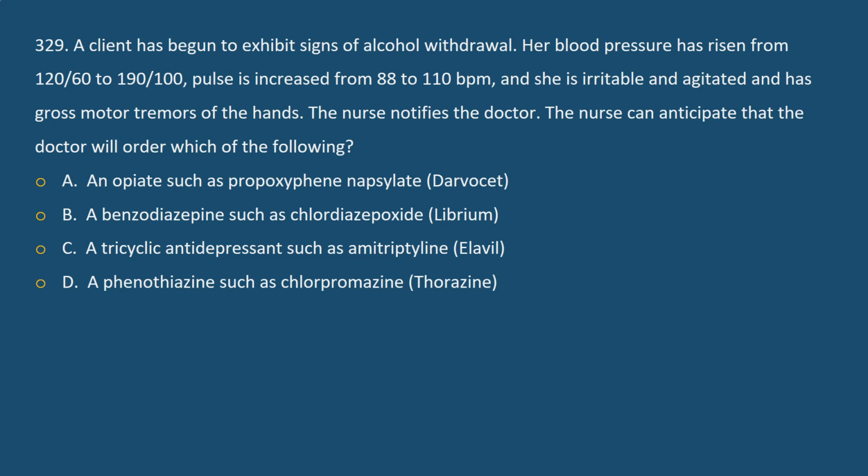Question 329. A client has begun to exhibit signs of alcohol withdrawal. The blood pressure has risen from 120/60 to 190/100. Pulse is increased from 88 to 110, and she is irritable and agitated and has gross motor tremors in the hands. The nurse notifies the doctor. The nurse can anticipate that the doctor will order which of the following: A. An opiate such as propoxyphene napsylate (Darvocet). B. A benzodiazepine such as chlordiazepoxide (Librium). C. A tricyclic antidepressant such as amitriptyline (Elavil). D. A phenothiazine such as chlorpromazine (Thorazine).